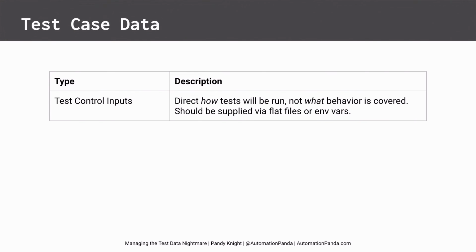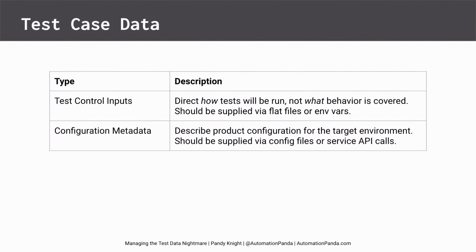Whew. So that's a lot of info about test case data. Let's do a quick review here. Test control inputs direct how tests will be run, not what behavior is covered. They should be supplied via flat files or environment variables. Configuration metadata describe product configuration for the target environment. They should be supplied via config files or possibly service API calls.